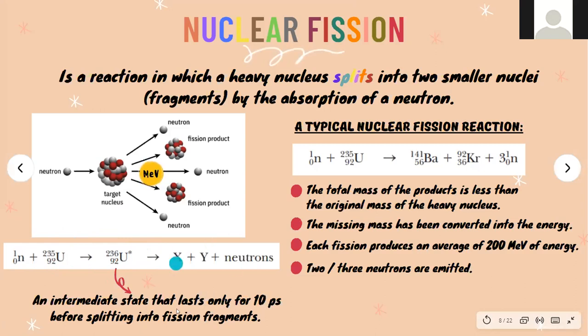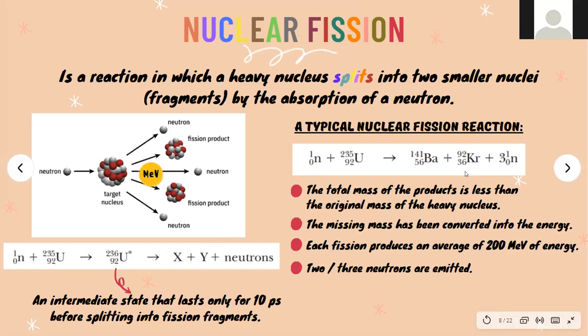Now, this X and Y can be any combination. Here we see barium and krypton, but it can be anything else. There are around 90 different combinations. Okay, now let's go to a typical nuclear fission reaction. One neutron and a U235 nucleus, then we get barium, krypton, and three neutrons.